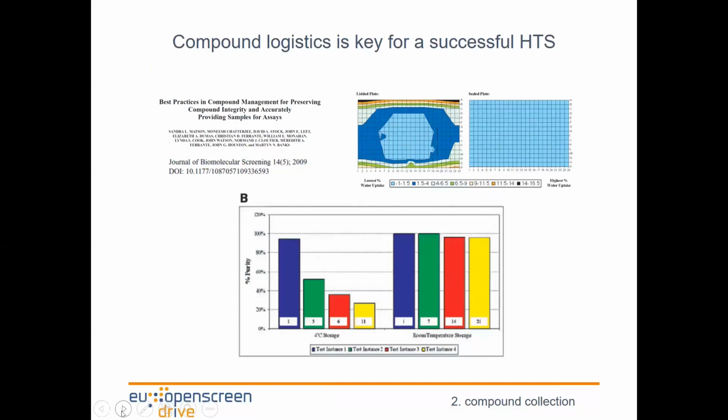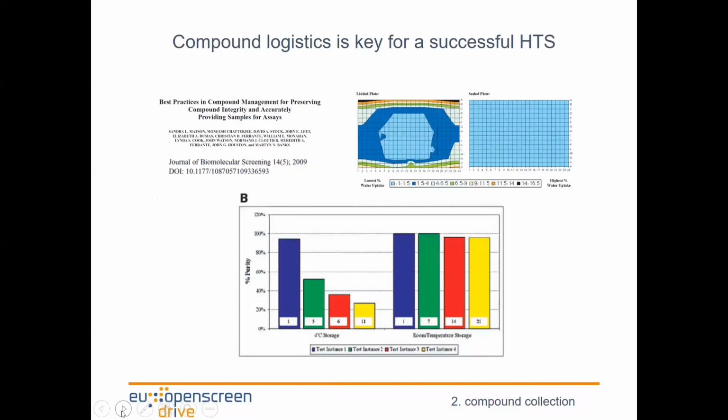DMSO is hygroscopic, so it's attracting water. And you may realize that in the corners of the plate, the percentage of water can be modified up to 50%, 15%. So the quantity of compound there, the concentration, has been changed, but there could also be some hydrolysis, or there could be some precipitation. Instead, if you use a sealed plate, you can see that the moisture uptake is quite homogeneous in the whole plate.